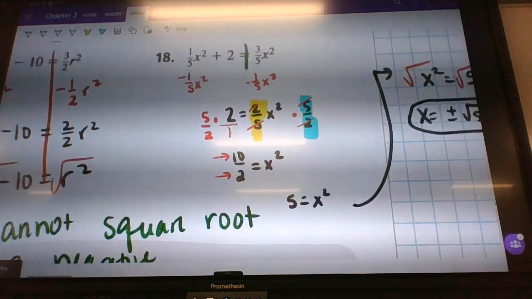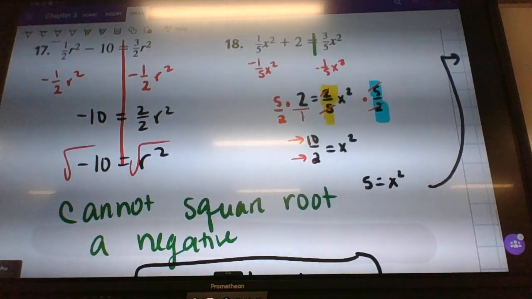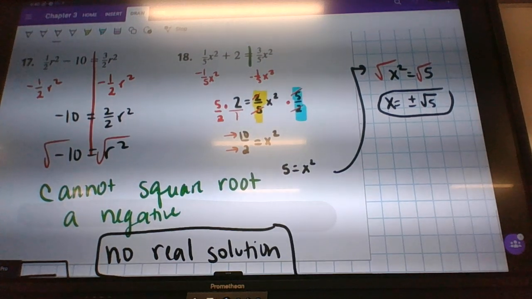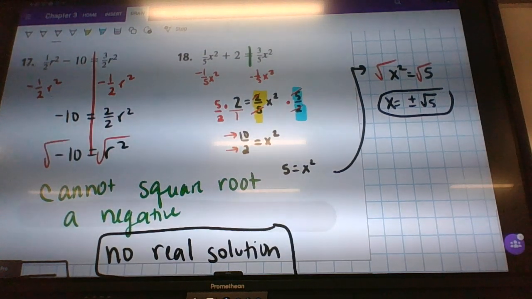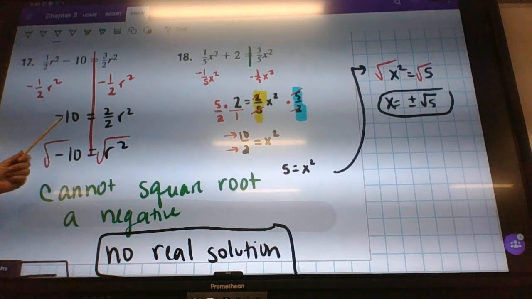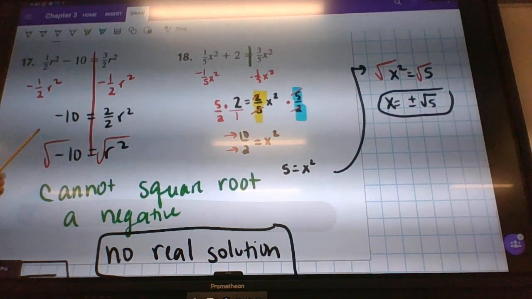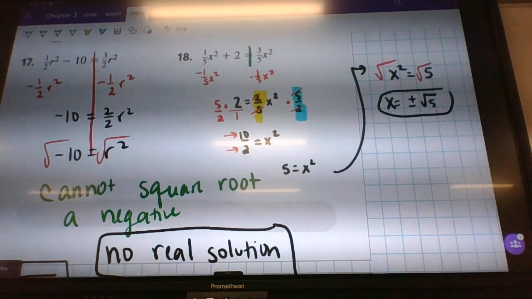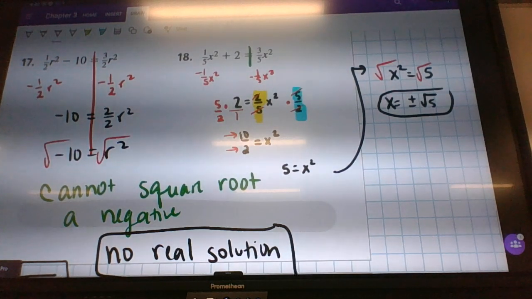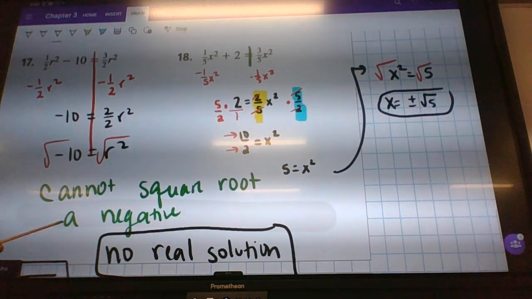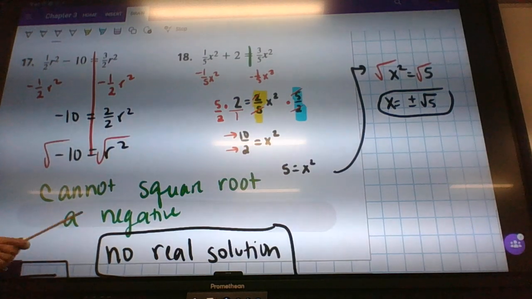Number 17. 17 is a special solution. So on 17, when you collect the r squareds together, you subtract. The negative 10 is still there. When you go to square root it, you actually can't square root a negative. Well, you can. And we will. We're going to call that imaginary, but for now, we're just going to say this is no real solution.